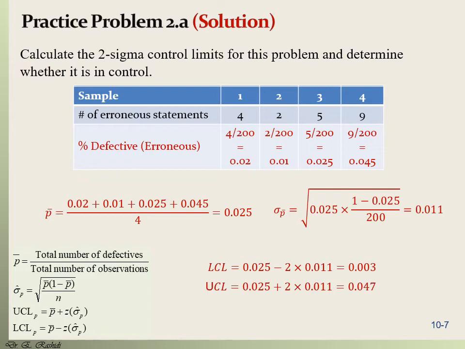Now let's check to see whether the process is in control or not. So we're gonna look at the proportion of erroneous statements in each sample, and we're gonna see whether these are within this range or not. So as you see, all of these values actually are within this range, all of them. So that means that the process is in control.